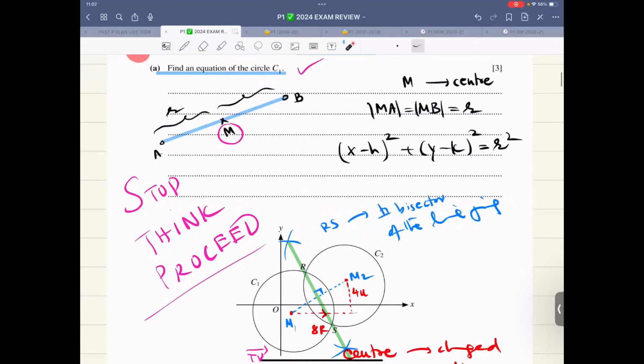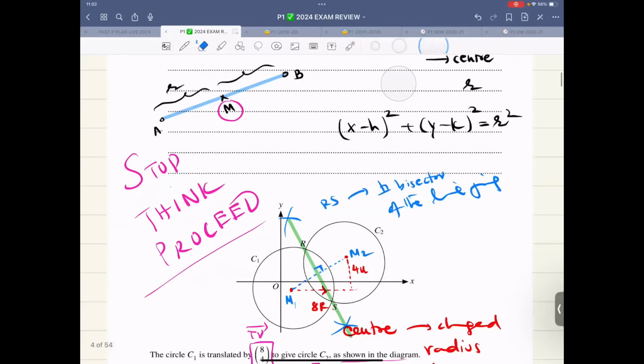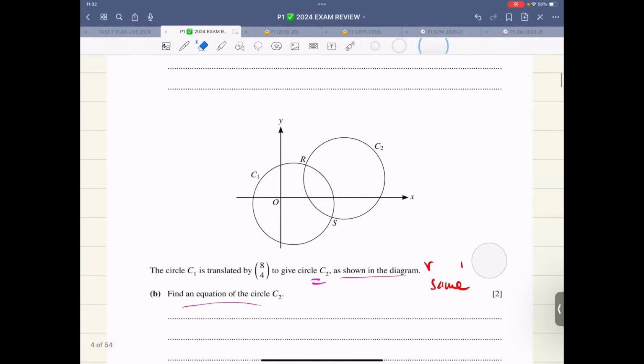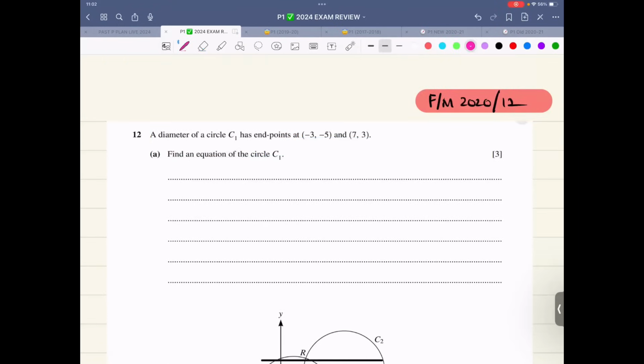Now in circle equation, a little bit is done. So let me first erase this part. Let me make you think, and then I'll show you the solution. So now first the question says that a diameter of circle C1 has endpoints such and such. Find an equation of circle C1.